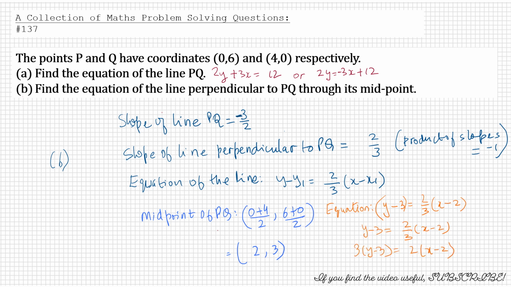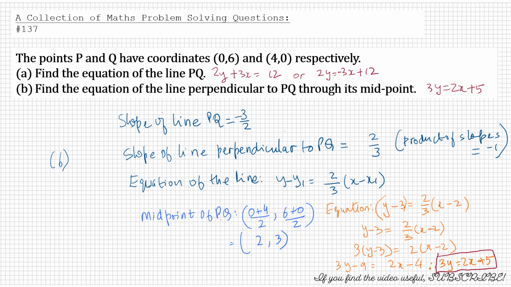So 3y minus 9 equals 2x minus 4. Therefore 3y becomes 2x plus 5, since minus 4 plus 9 is plus 5. So this is your equation of the line. The line perpendicular to PQ through its midpoint has the equation 3y equals 2x plus 5.